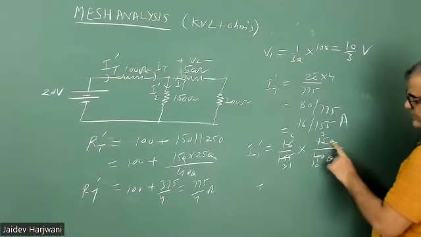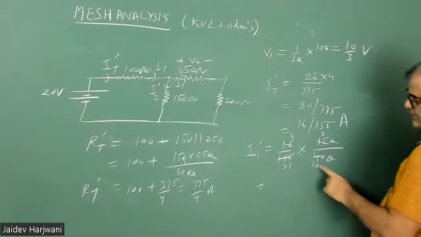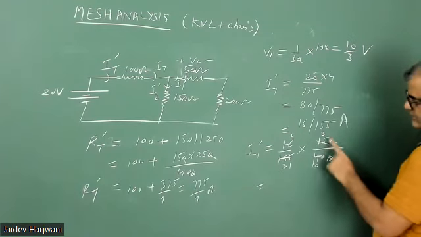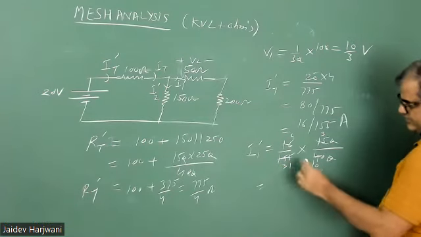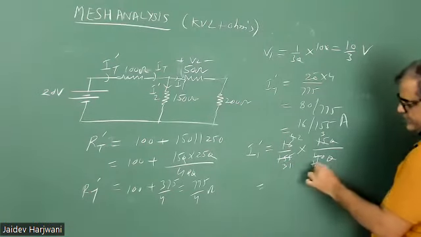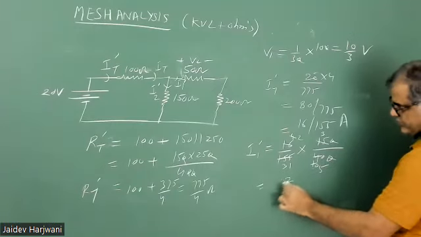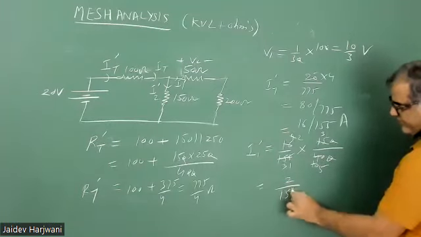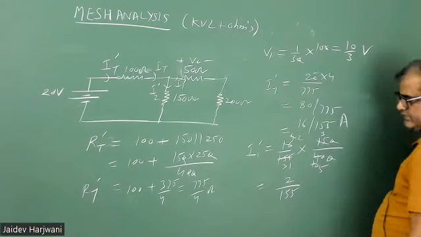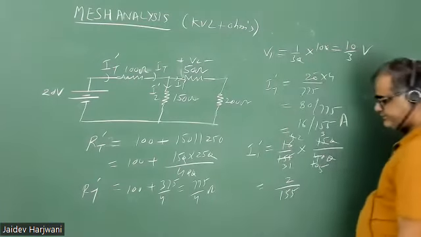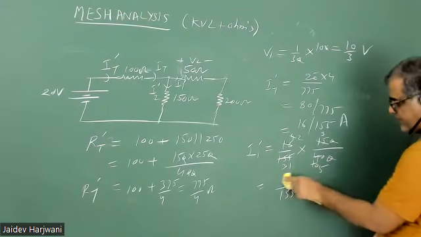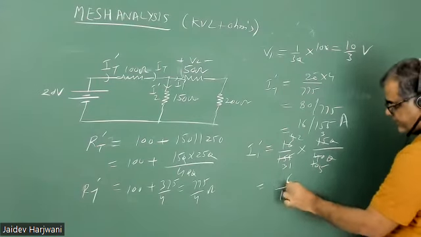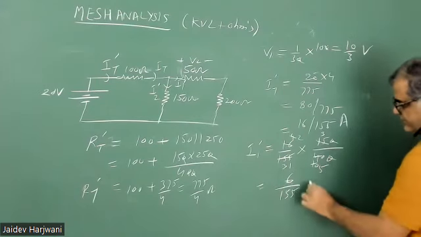Zeros cancel, 3, 8. Then this is 3, 3, 5, 5, and 150. Check it. Is it so? Now this is 2, this is 5. So 2 upon again 155. The 6 upon, so 3 is also there, sir. So 6 upon 155 is your current.